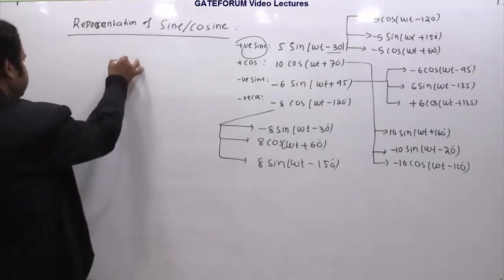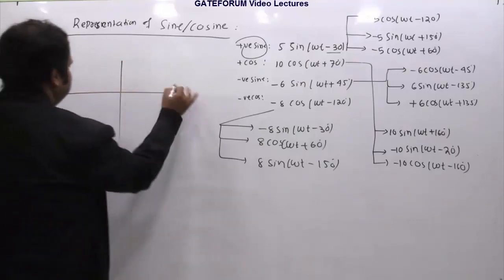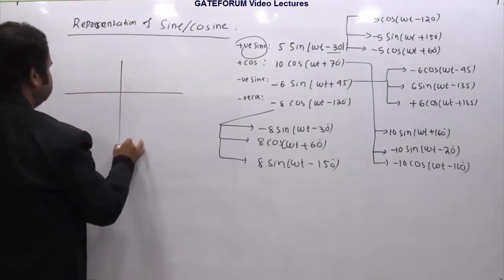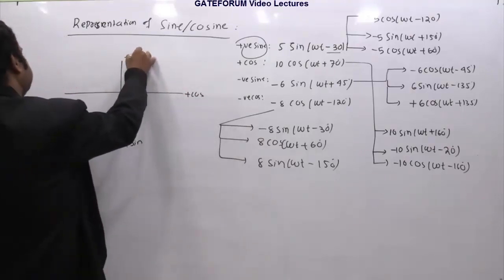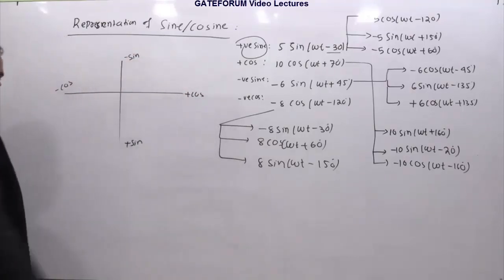In fact, the trigonometry identities you have learned, you can also very easily visualize here. So this is the positive sine I said, this is the positive cos I said, this is the negative sine I said, and this is the negative cos I said.